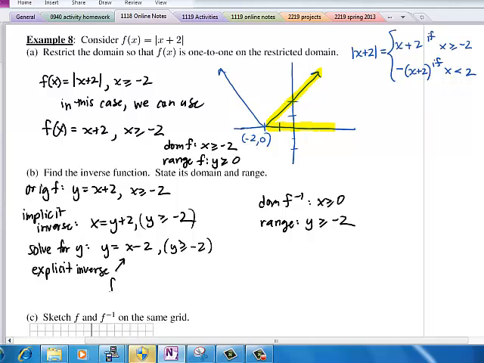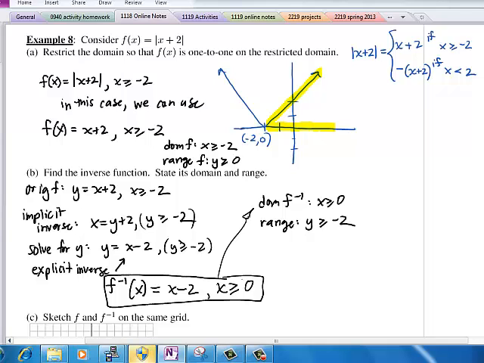So we can switch to inverse notation. F inverse of x is just x minus 2. But we do need the restriction from the domain that x is greater than or equal to 0. So we don't want to write the restriction about y, we want to write the restriction about x, and that comes from the range of the original function. So we don't want the entire function x minus 2, we just want the part that would be the inverse for the given graph.